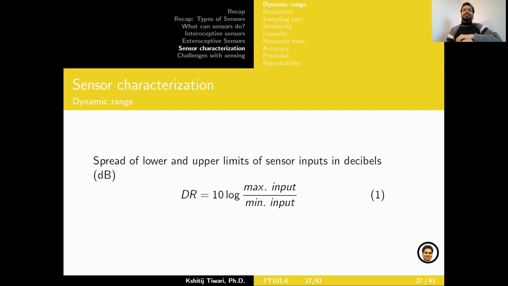So the dynamic range is the spread of the lower and upper limits of the sensor inputs, and it's typically reported in decibels, where the formula is 10 log of max input by min input.